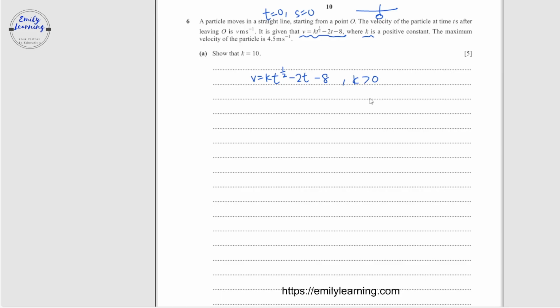Okay, the maximum velocity is 4.5 meters per second. Show that k equals 10. So let t be equal to alpha when v is equal to v max. So I know that because v follows this equation, when v is 4.5, t is equal to alpha.